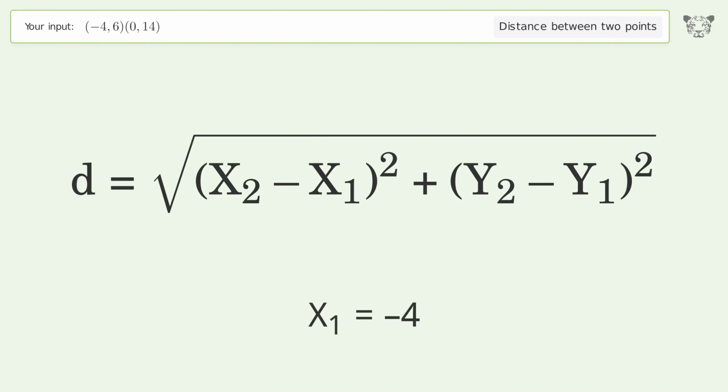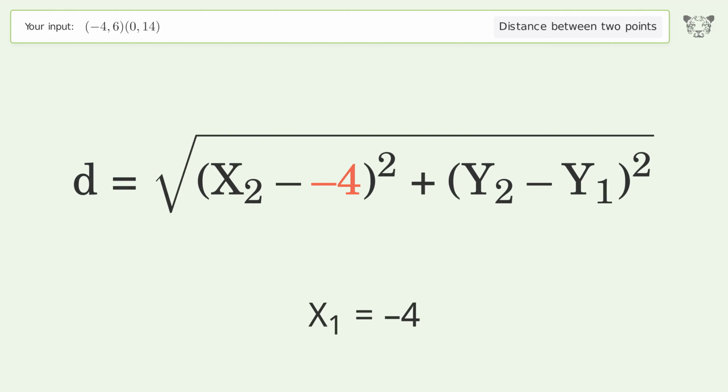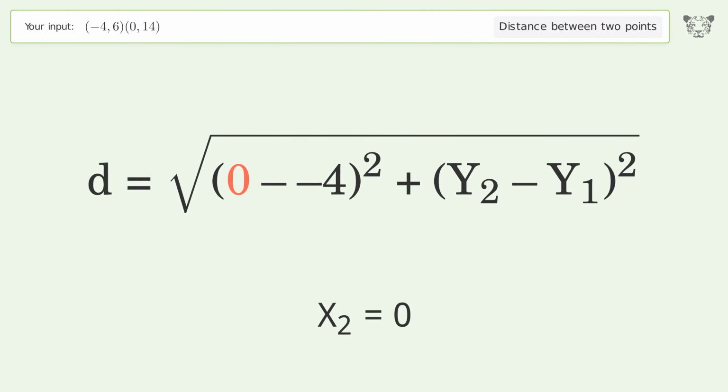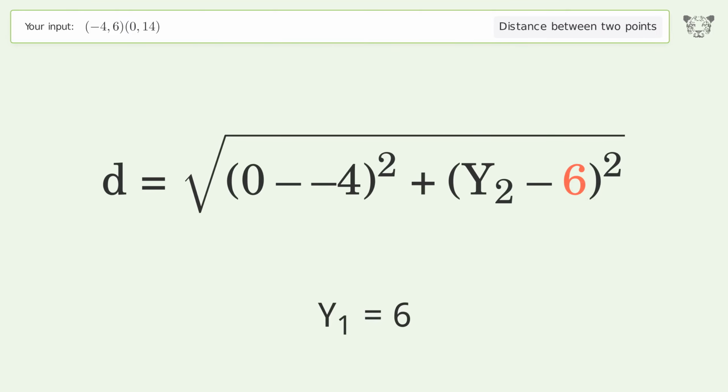x1 equals -4. x2 equals 0. y1 equals 6. y2 equals 14.